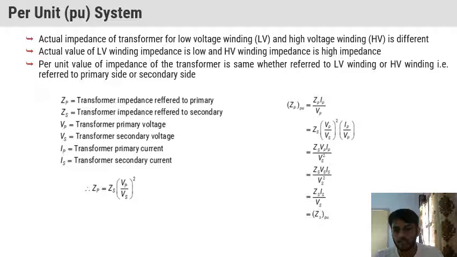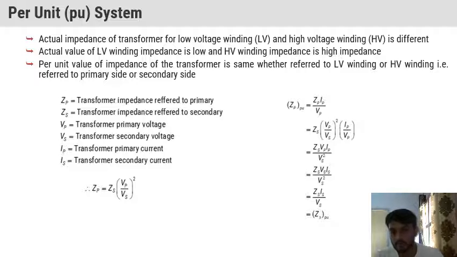Then if we convert these values from ZS to VP and IP, what does this multiplication represent? It represents the primary side power, P is equal to VI. So VP into IP will be the same as VS and IS, because power is never changed. In a transformer, on both sides, primary and secondary, the power will be the same, and the frequency will be the same. So we can write VPIP is equal to VSIS.